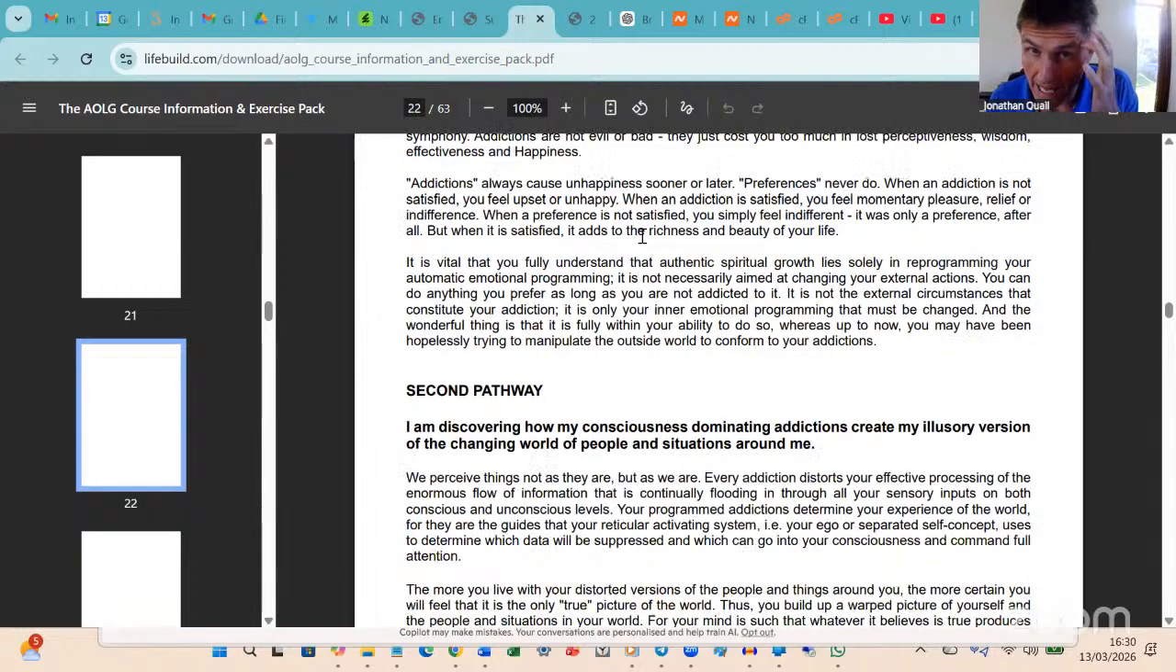So addictions always cause unhappiness sooner or later. If you want to read that, Watch. Yeah, so addictions always cause unhappiness sooner or later. Preferences never do. When an addiction is not satisfied, you feel upset or unhappy. When an addiction is satisfied, you feel momentary pleasure, relief, or indifference. When a preference is not satisfied, you simply feel indifferent. It was only a preference after all, but when it is satisfied, it adds to the richness and beauty of your life.